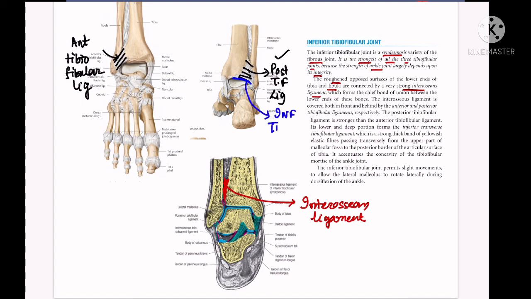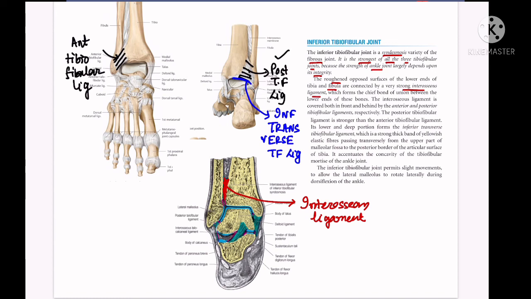Inferior transverse tibiofibular ligament, which is a strong, thick band of yellowish elastic fibers which passes transversely from the upper part of the malleolar fossa to the posterior border of the articular surface of the tibia.